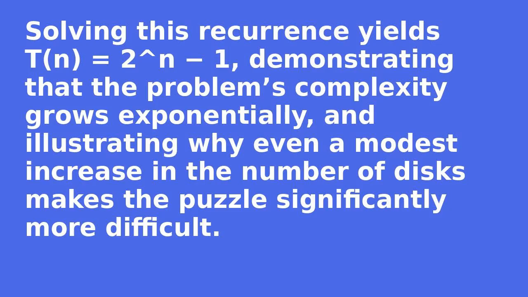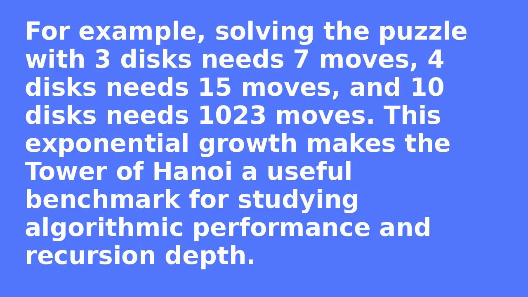Solving this recurrence yields T(n) = 2^n - 1, demonstrating that the problem's complexity grows exponentially, and illustrating why even a modest increase in the number of disks makes the puzzle significantly more difficult. For example, solving the puzzle with 3 disks needs 7 moves, 4 disks needs 15 moves, and 10 disks needs 1023 moves. This exponential growth makes the Tower of Hanoi a useful benchmark for studying algorithmic performance and recursion depth.